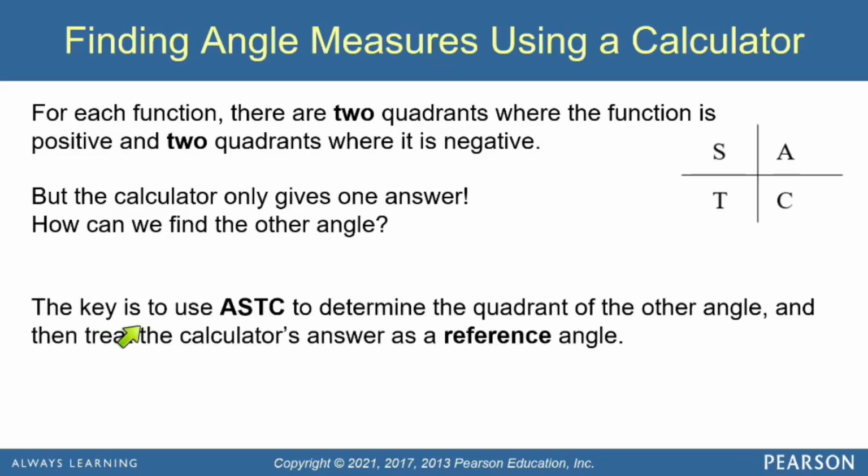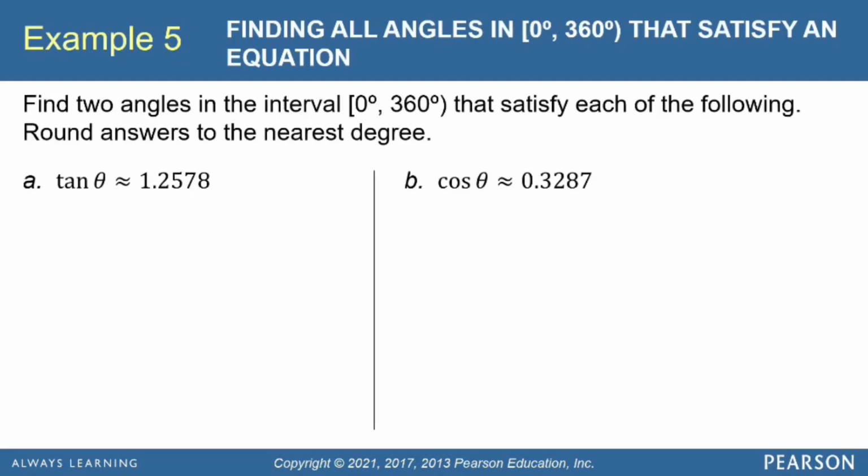Well, the way to do that is to use ASTC to determine the quadrant where the other angle has to be, and then treat the calculator's answer as a reference angle. So let's look at that together in example 5. So this says find 2 angles in the interval from 0 degrees to 360 degrees that satisfy each of the following, rounding answers to the nearest degree.